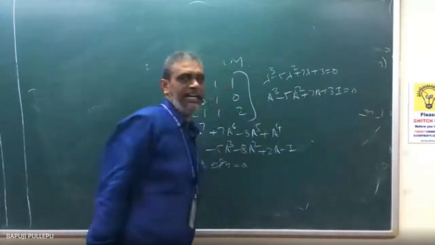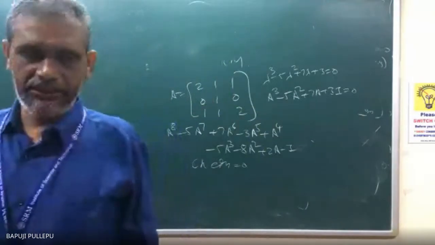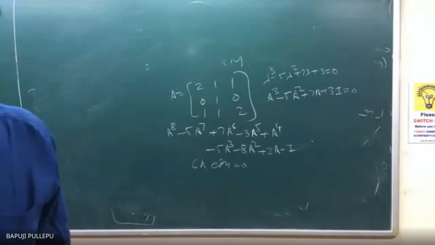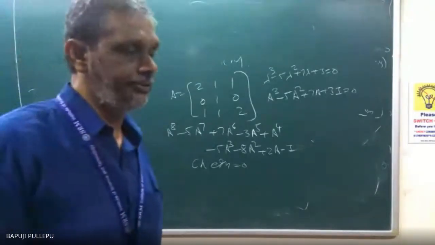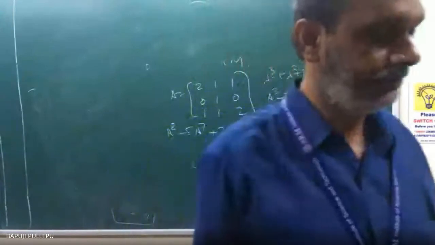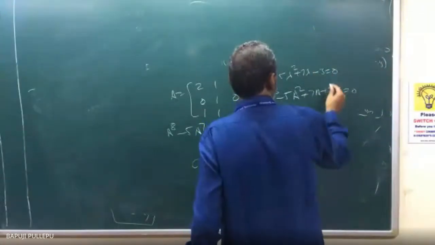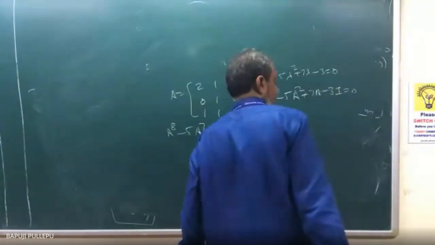It's taken for granted, no doubt. Am I correct or not? Yes, sir. By Cayley-Hamilton theorem, this is true always. Sir, it's minus 3 at the last. A cube minus 5A square plus 7A minus 3I. Very good. Sorry, minus 3. Thank you, sir.